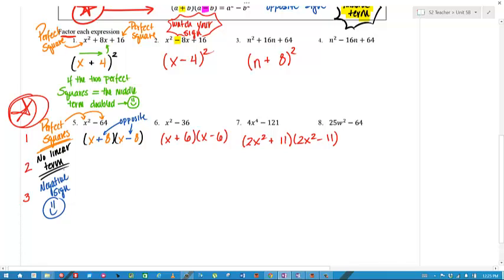Okay? And that's our notes. And hopefully that made sense to you. If it doesn't, again, grouping will always work. But this one here, the special case is difference of squares. That one you do want to make sure that you kind of know.